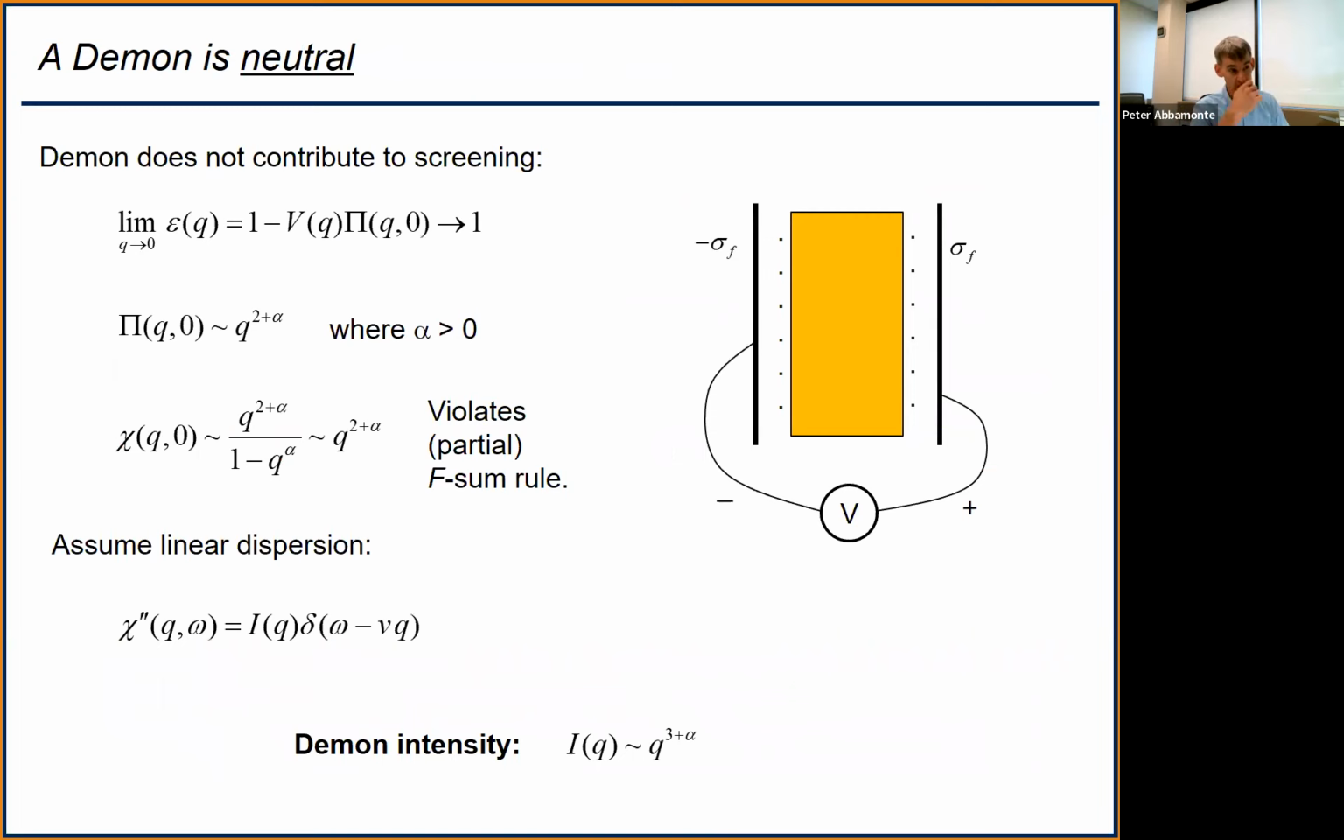So what are the key features of a demon if you were to measure one? One is that it's gapless, and that's not easy to do. To take a plasmon-like excitation in three dimensions and make it gapless, that's not easy, right? Because if I move charged particles in three dimensions, I always have to overcome some Coulomb energy to do that.